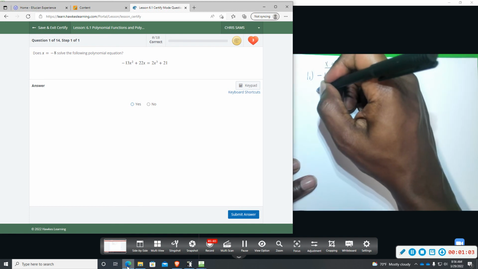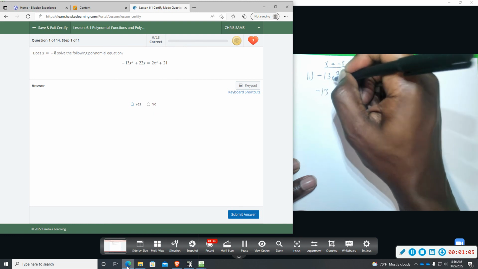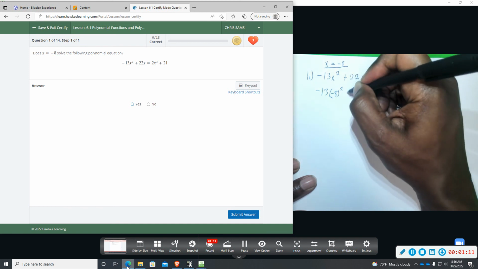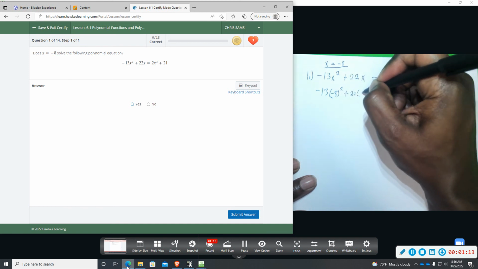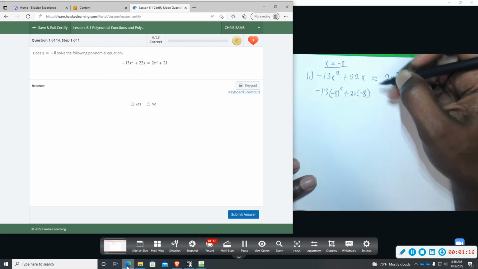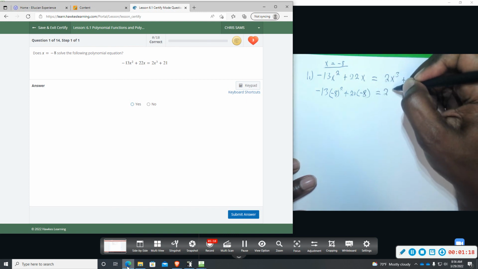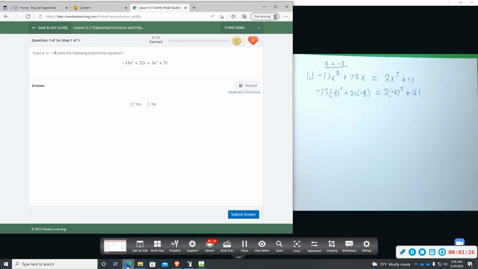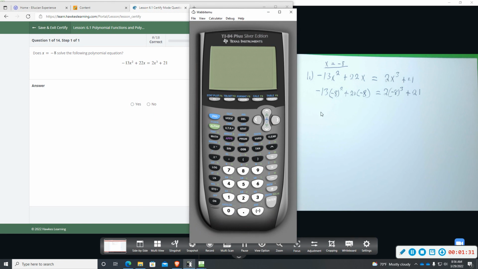So we get negative 13, and then x is going to be a negative 8 squared, and then plus 22 times negative 8 is equal to 2 times negative 8 cubed plus 21. Okay, so I'm going to let the calculator do all the heavy lifting for these numbers. So I can do 8 squared, get 64, but I'm going to let the calculator do the 64 times 13, or I just punch it all in at once.